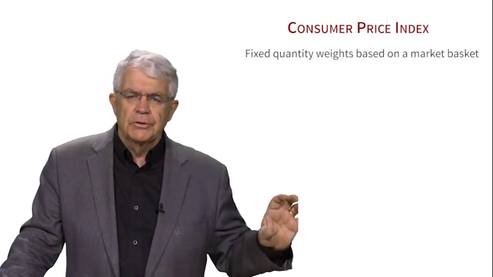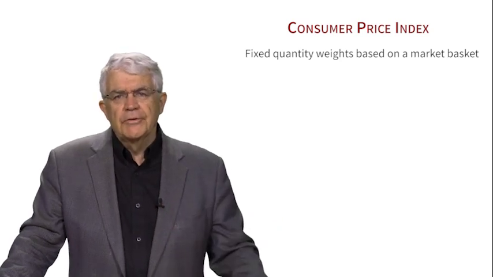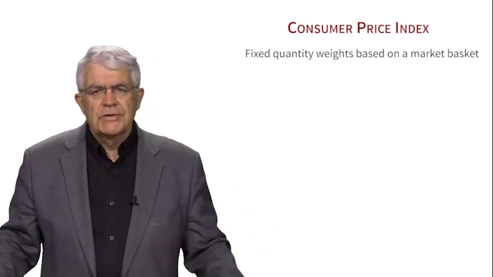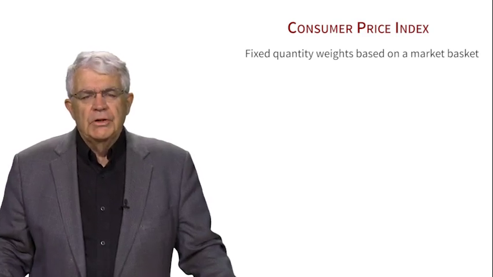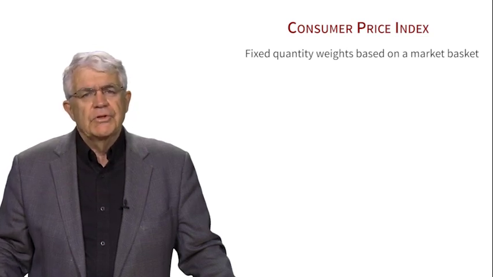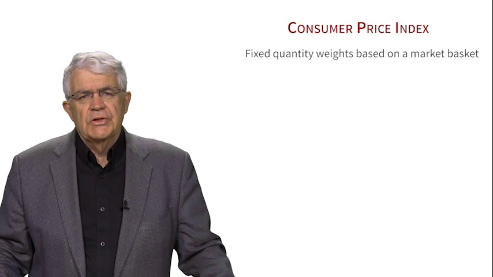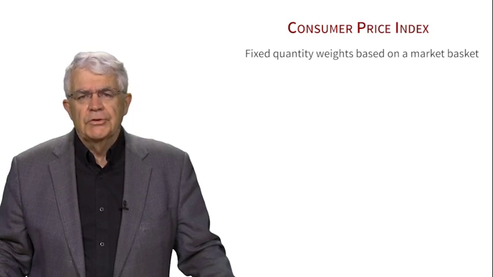How much do you spend on rent? How much do you spend on other kinds of services? It's the market basket. And those are the quantities that you want to see and use to measure how prices change over time. So once you have those quantities, then the Bureau of Labor Statistics, BLS, the agency that is in charge of the Consumer Price Index, conducts a survey of stores, and they go to see how the prices of these various goods in the market basket are changing.